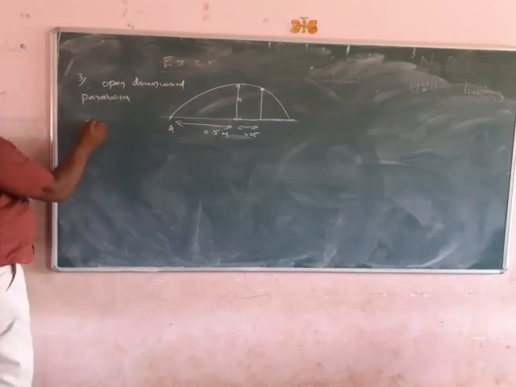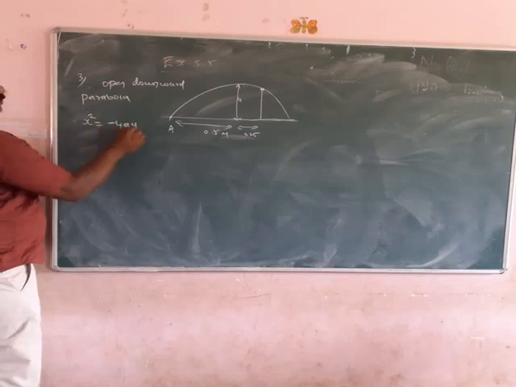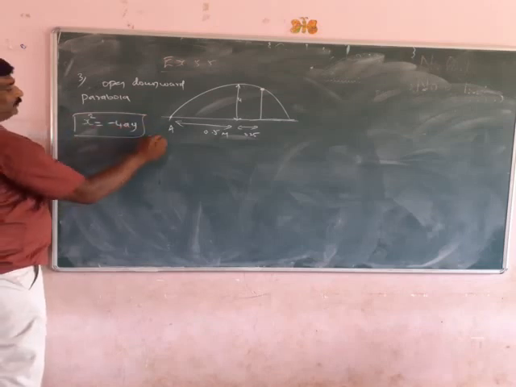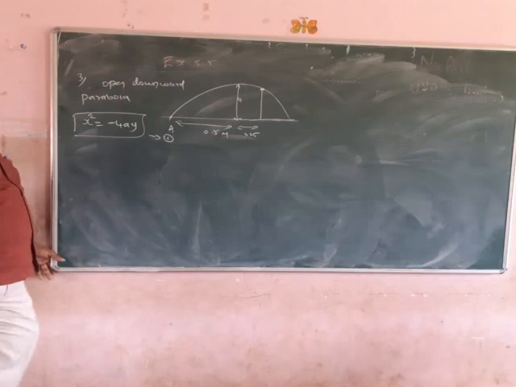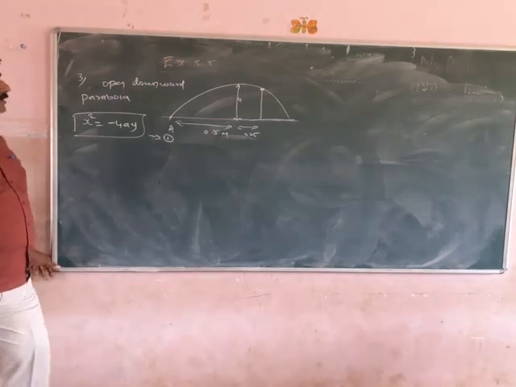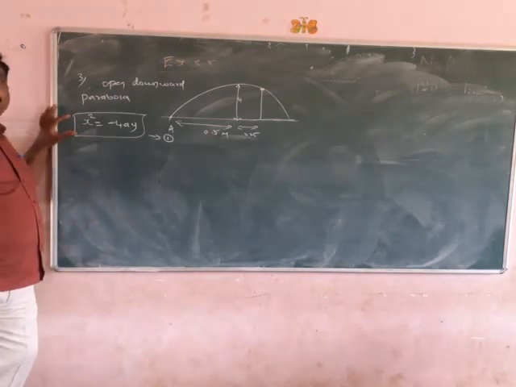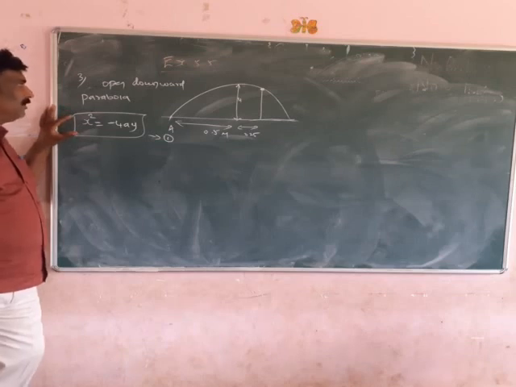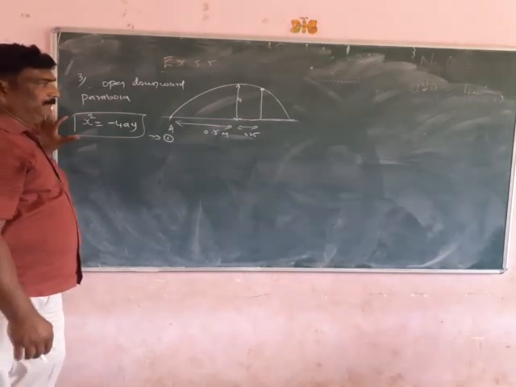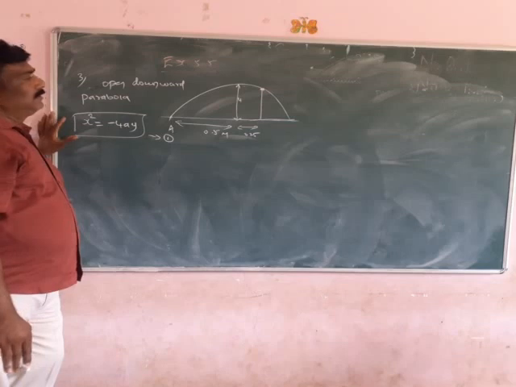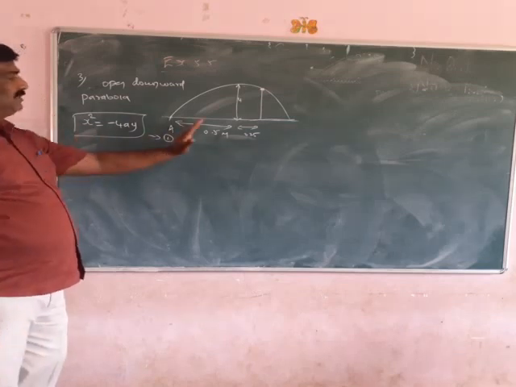So the general equation is x square equal to minus 4ay, the general equation of the parabola for all parabolas open downward. Understand? Listen here. This is the given details.